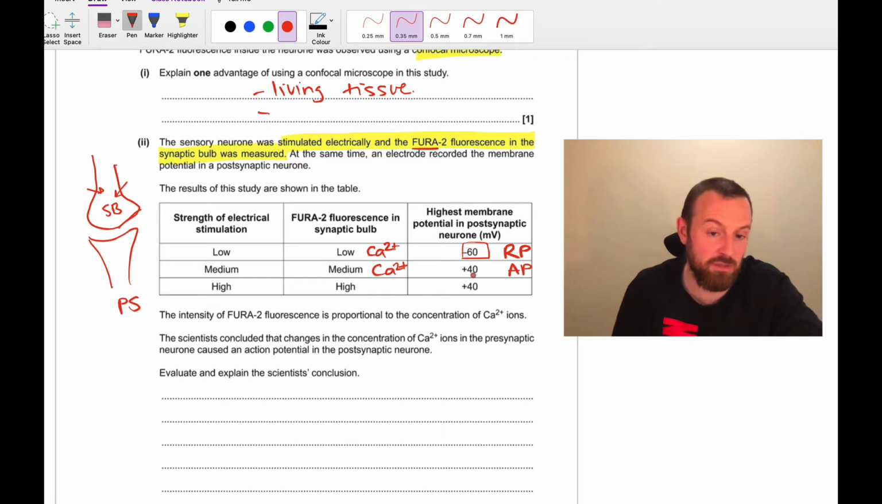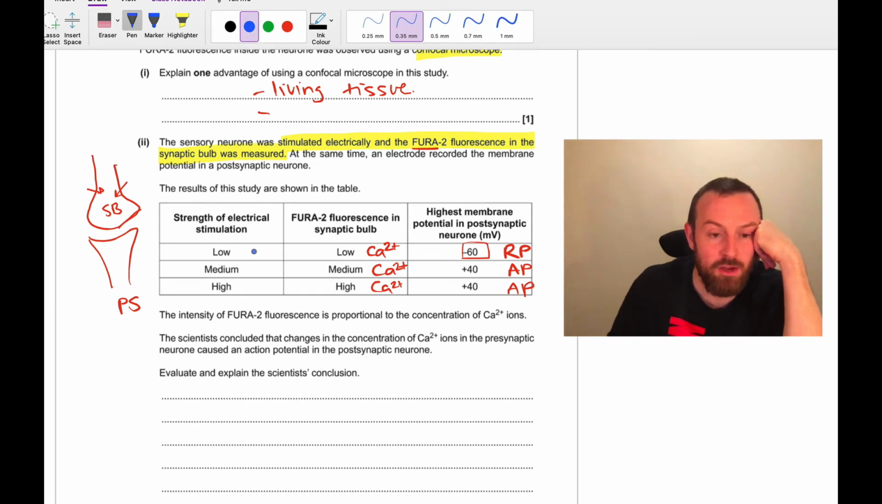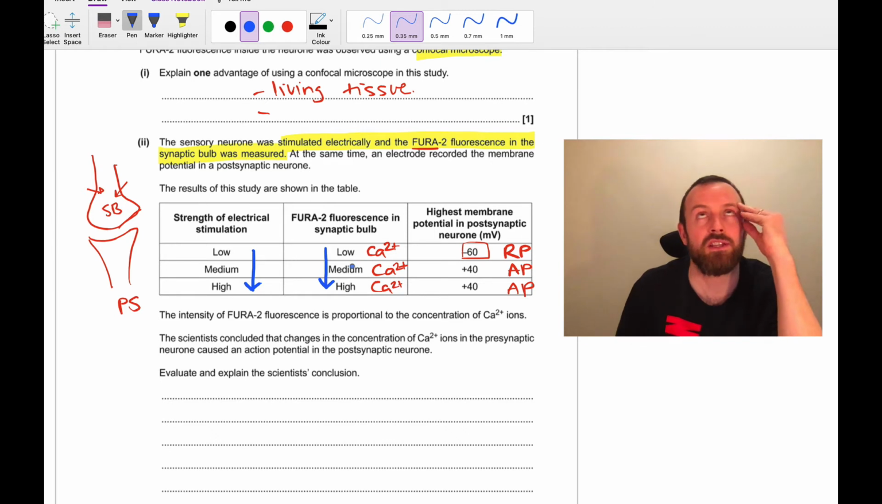That plus 40 is an action potential. And if we have high electricity, high calcium, then we do get an action potential. Okay, so there's kind of two things going on here. First of all, as we increase the electrical stimulation, we get a direct result that we also increase the calcium. So those two are positively correlated. Increased electrical stimulation, increased calcium ion intake, or increased calcium ion presence in the synaptic bulb.